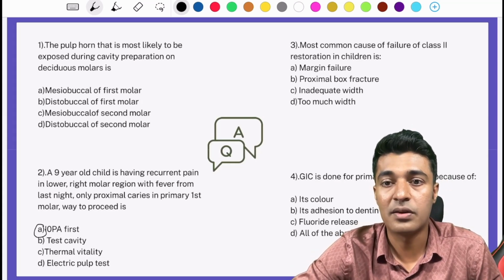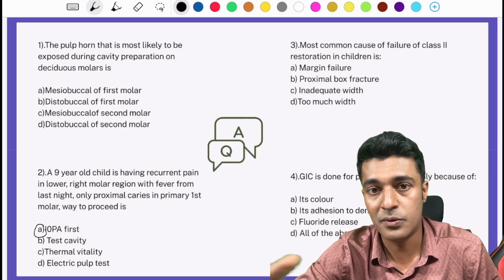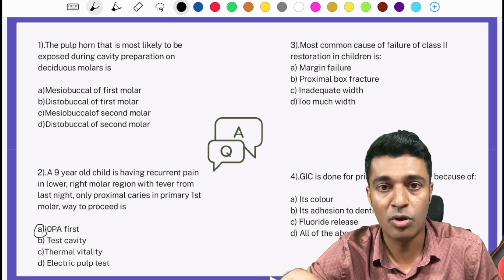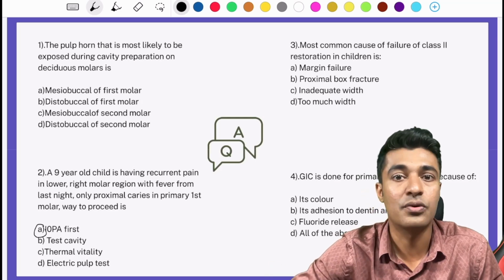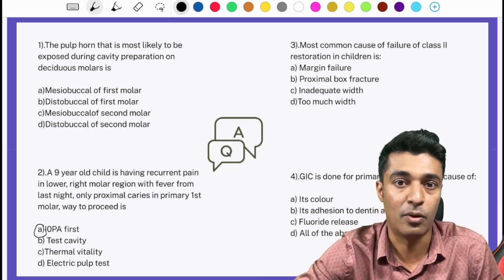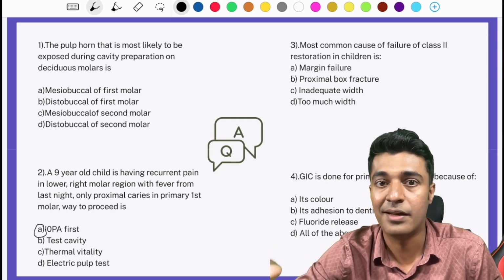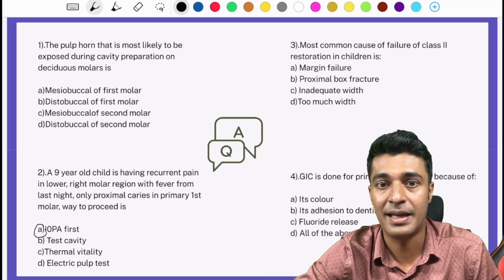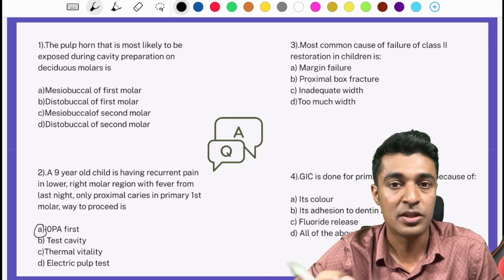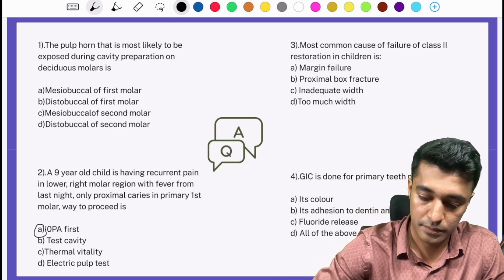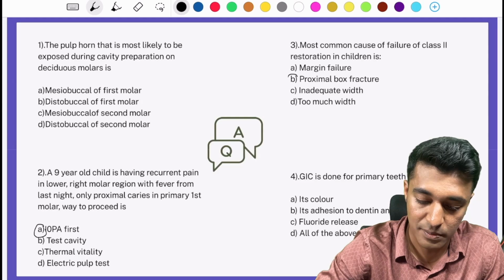The most common cause of failure of class 2. I've told you earlier, in children, the most common cause of fracture of class 2 restoration takes place at the proximal box, that too at the axiopulpal area. Because if there is not adequate thickness of the restoration, that fracture will happen at the axiopulpal line angle. So either we round it off or create retention grooves. So the answer for this is B, proximal box fracture.